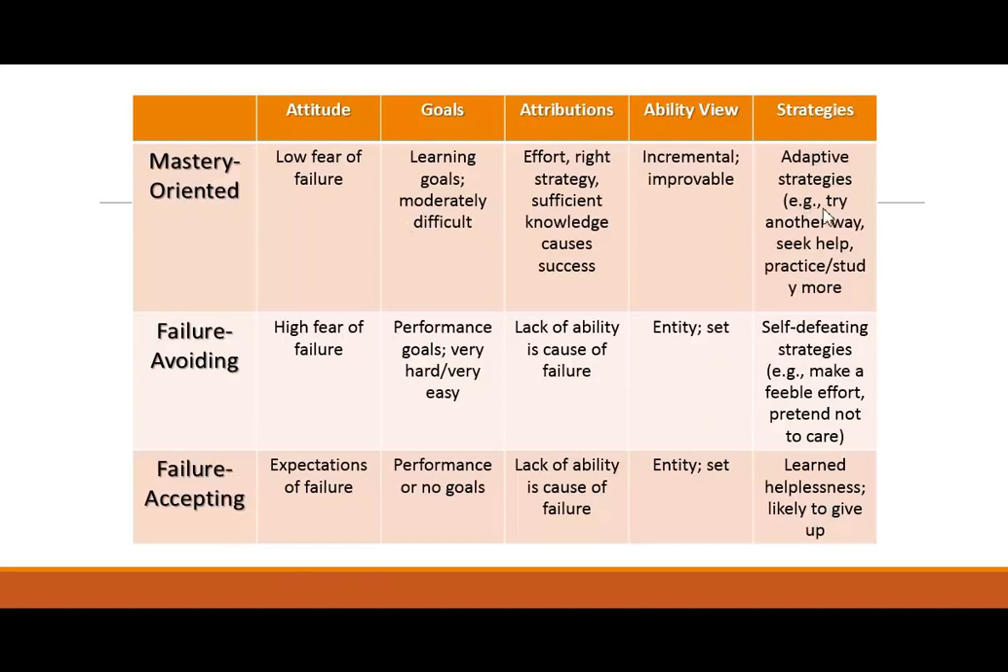Strategies. For mastery-oriented, we're going to have adaptive strategies. We're going to try another way if we fail the first time or if we don't get it just right. We're going to get help, and we're going to practice and study more. With failure avoiding, we might use self-defeating strategies. Make a feeble effort. What I said earlier, procrastinating, pretend not to care, and have an excuse available. With failure accepting, often we have a history of failing, and we come to learn helplessness. We're likely to give up.